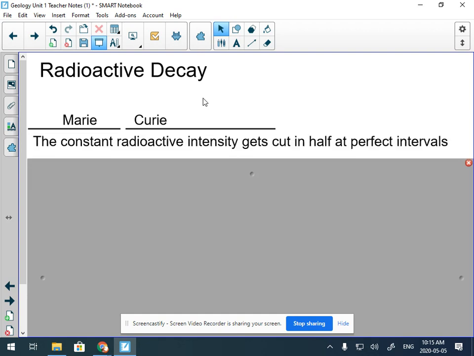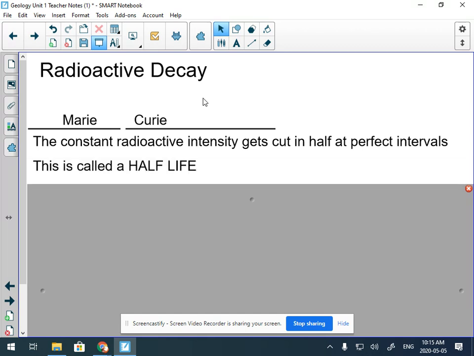Okay. Now, what we're going to be using radiation for is that everything that's radioactive has an intensity at which it's emitting radiation. And we're not going to get into the physics of what that is. That's left to Science 30. But that intensity gets cut in half at absolutely perfect intervals of time. And this is something called a half-life.